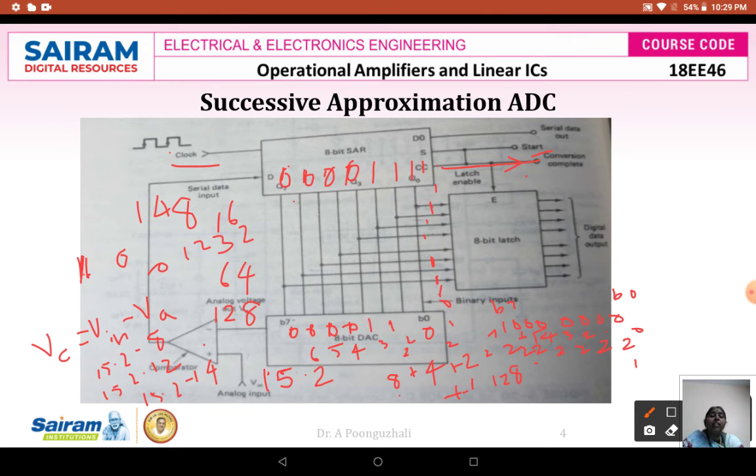So the data here will be 1, 1, 1 and all the remaining bits will be 0. So I will be getting the digital output like this. This digital output will also be available in serial form. The serial form is 1, 1, 1, 1, and then you are going to have your 4 zeros there.